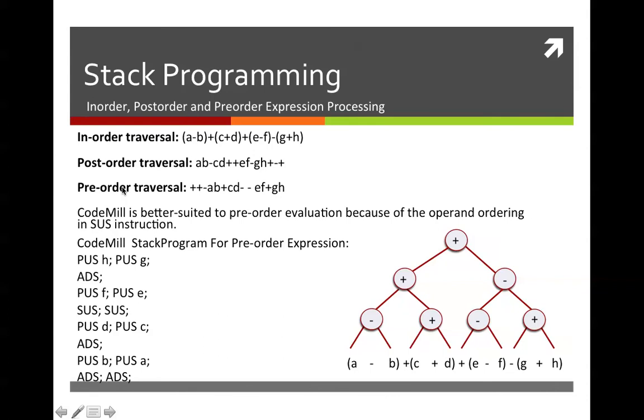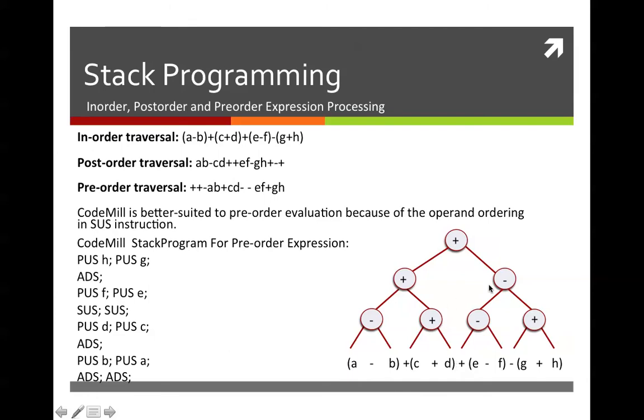Pre-order says root, left, and right. So we go to the root, we go to the root, we go to the root, so it's plus, plus, minus. We go left, and then we go right. Now that we finish this, we finish that, we go to the right. Of course, that's plus, and then we go to the left, and then we go to the right.